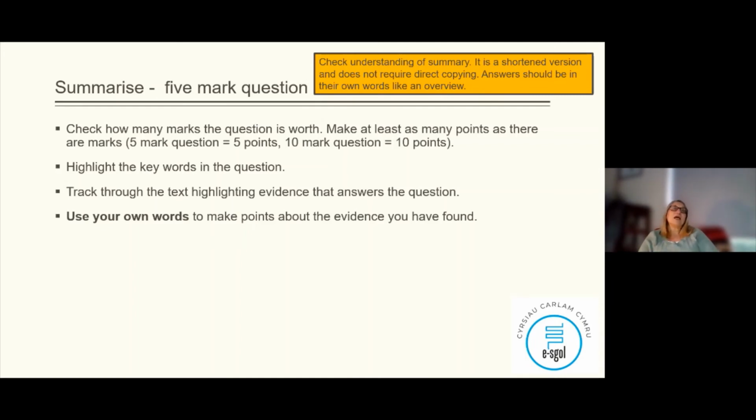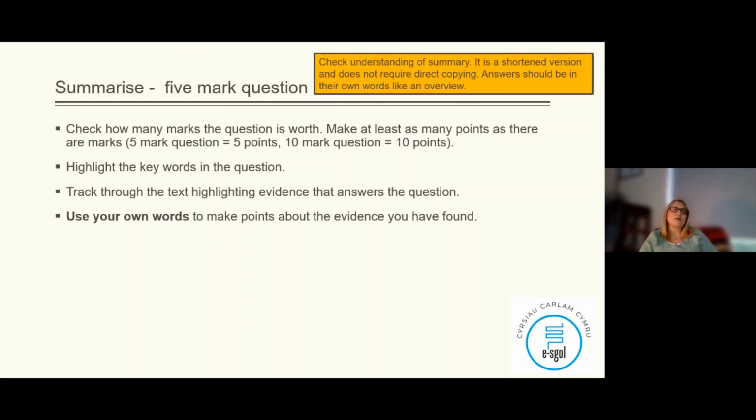So check how many marks the question is. I've never seen a summarised question for more than 5 marks. Generally they are 5 marks, but again, check, you might need more than 5 points. Again, highlight the keywords in the question, track through the text, highlighting evidence that answers the question, and most importantly, use your own words to make points about the evidence you've found. So you mustn't copy from the text with this one.